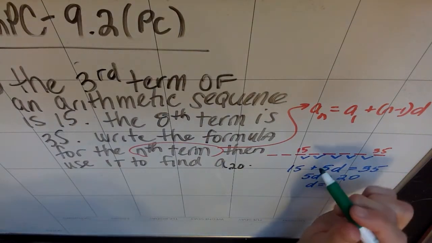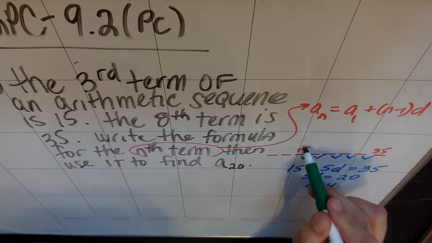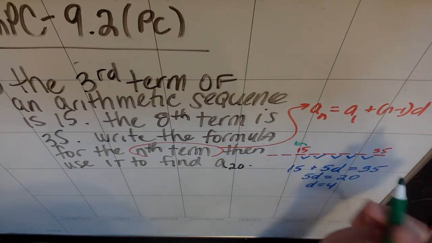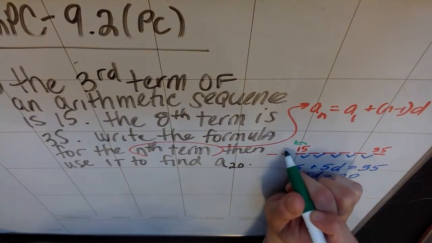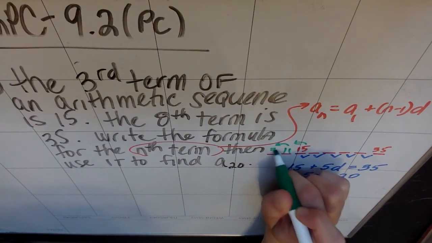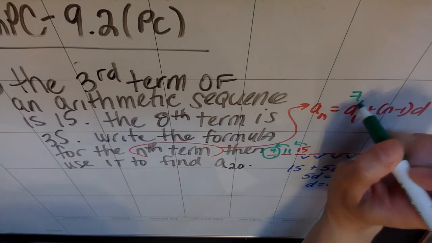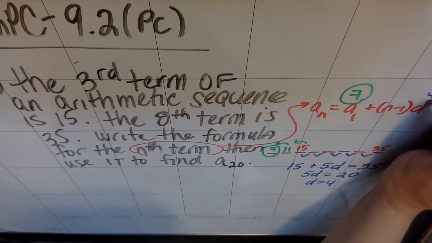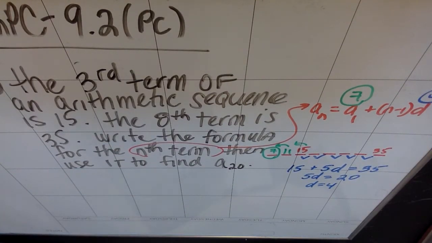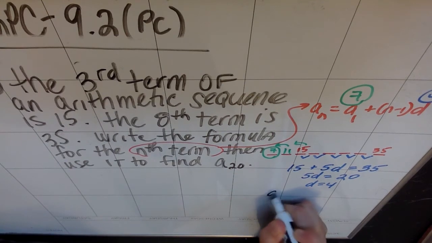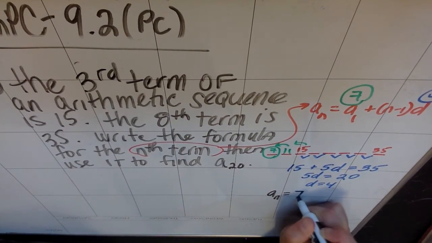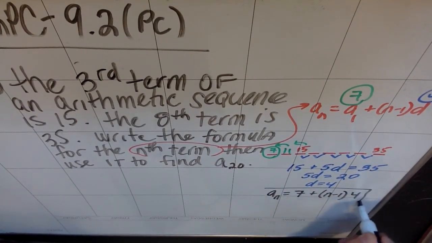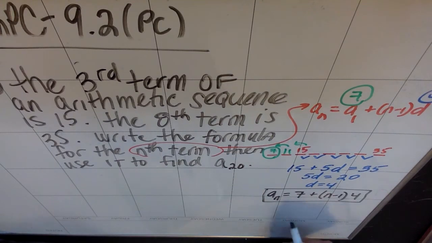Now that I know the common difference is 4, I can find the starting value by working backwards. If I'm adding 4 to get from one term to the next, then going backwards in the sequence I must be subtracting, so this must be an 11, and if I subtract again, this must be a 7. So using that logic, I can figure out that my a sub 1 is a 7, and my common difference was already a 4, so I can write my formula. So that's one way to do it. You get a sub n equals the first value, a sub 1, which is a 7, plus n minus 1 times 4, and that's great. And then if I want, I can use that to find a sub 20.